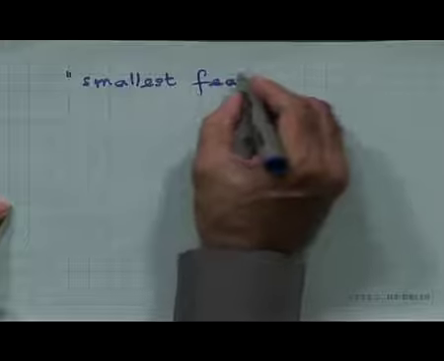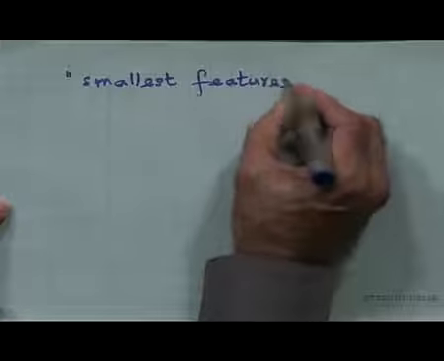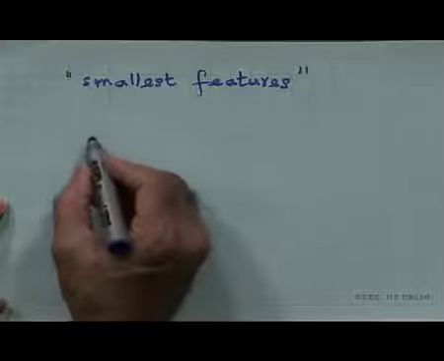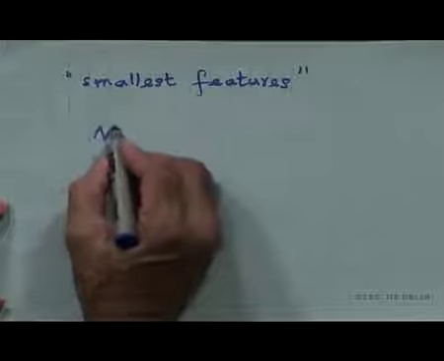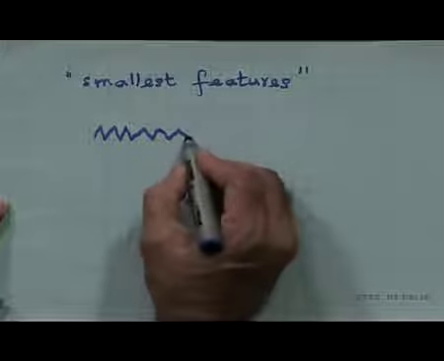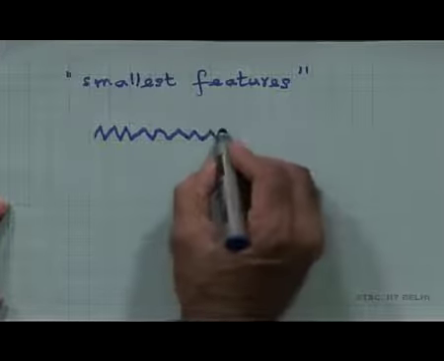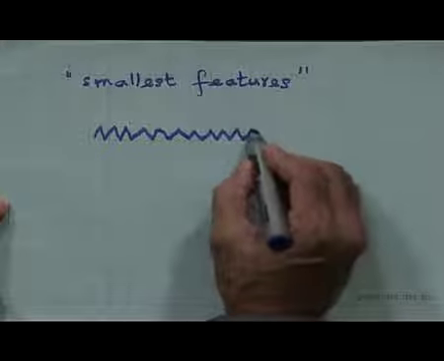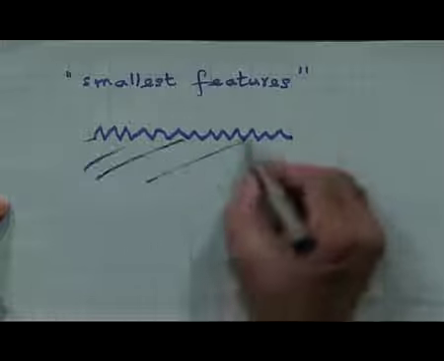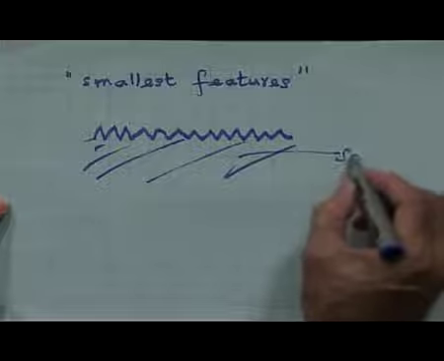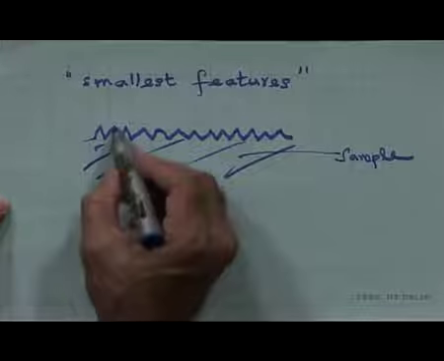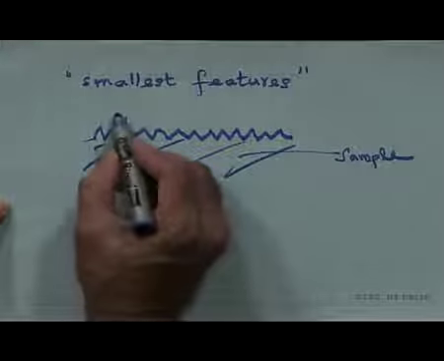Smallest features. For example, if you have a sample whose surface has corrugations, let us say variations like this. The surface is not very even, it looks even, but if you see under a microscope, then you may see surface corrugations like this. So, this is a sample with surface corrugations. The smallest features here refer to this separation here.